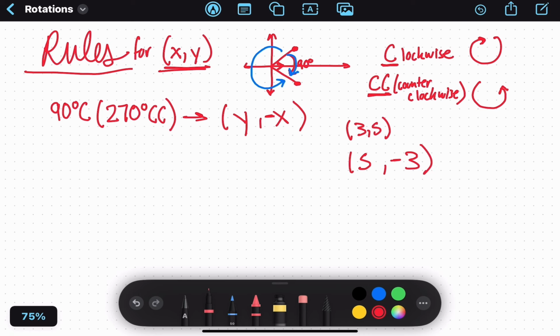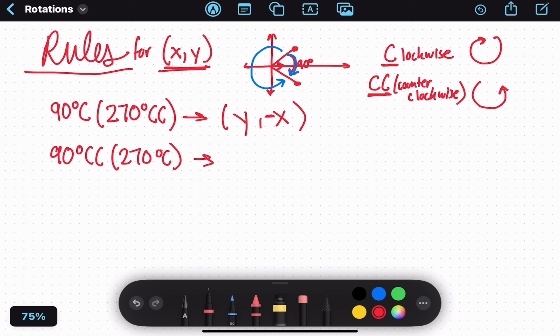That's 90 degrees clockwise. To rotate something 90 degrees counterclockwise, that's the same as rotating it 270 degrees clockwise. And in order to do that, once again, you would switch the numbers, and this time you switch the sign of the y. So once again, (3, 5), if we did it counterclockwise 90 degrees, that would be (negative 5, 3).